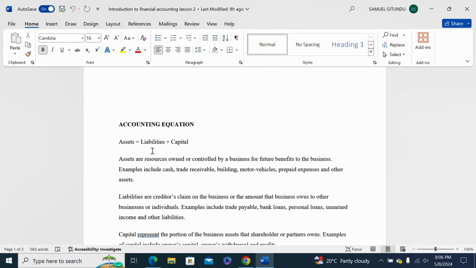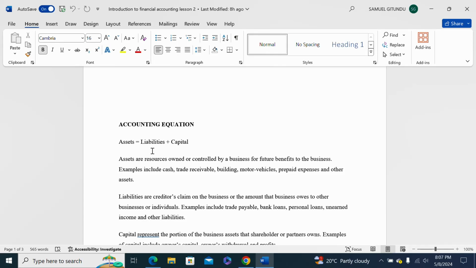For example, if a person wants to start a business, then he must have capital. If he wants to start a business with 100,000 in cash, that 100,000 is the capital, and that cash is also the asset. In that case, if you have zero liabilities, the total of assets will equal the total of liabilities plus capital.